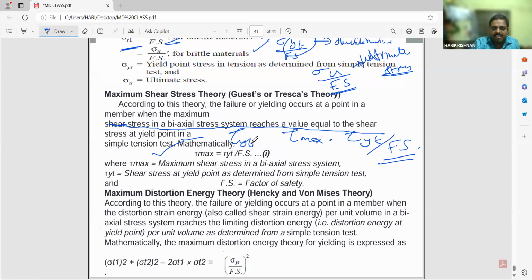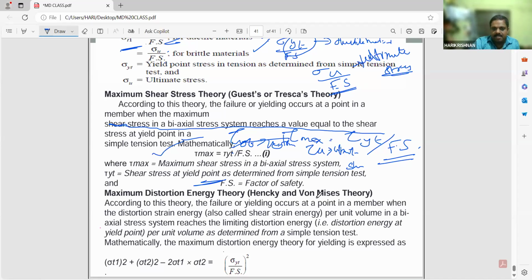What is tau YT? Sorry, tau YT is yield point shear stress. Okay. So shear stress at the yield point. Tau YT. If it is tau U, it is ultimate shear. Okay. Ultimate shear. Next is maximum distortion energy theory.